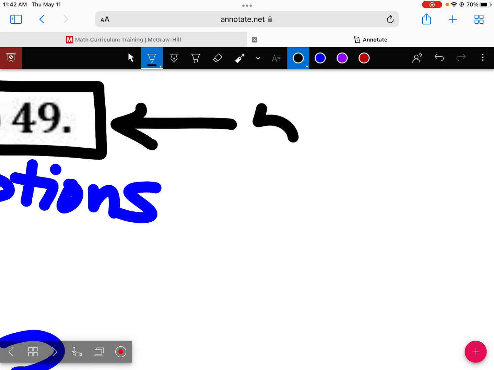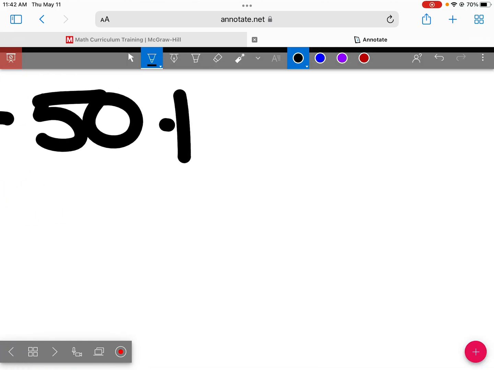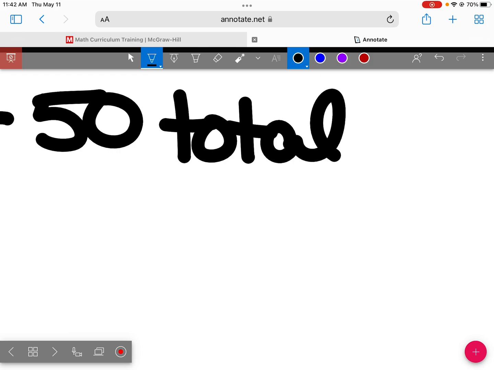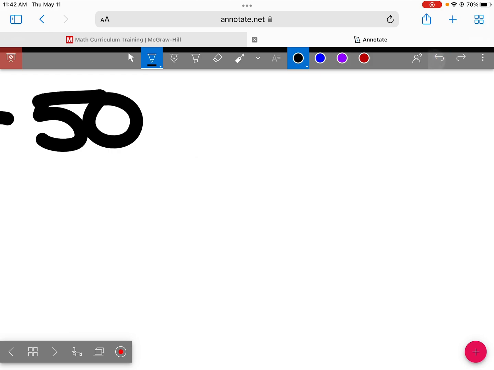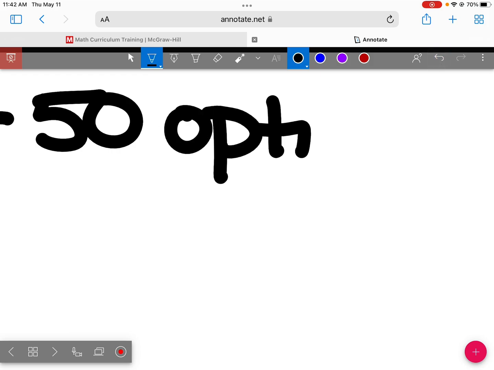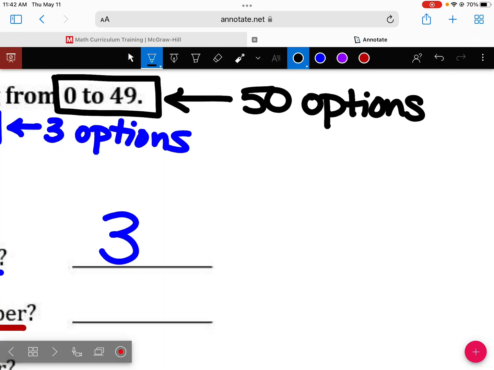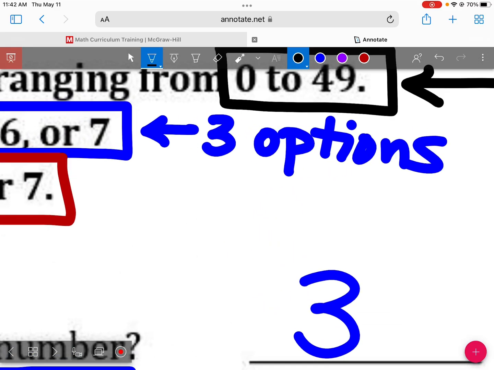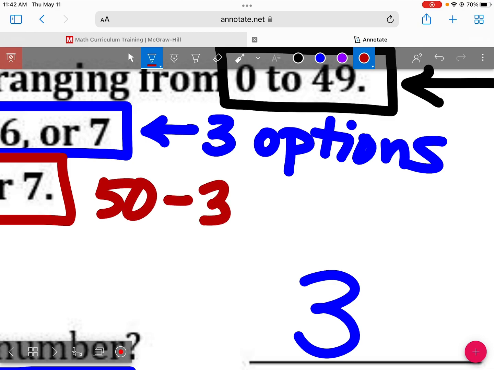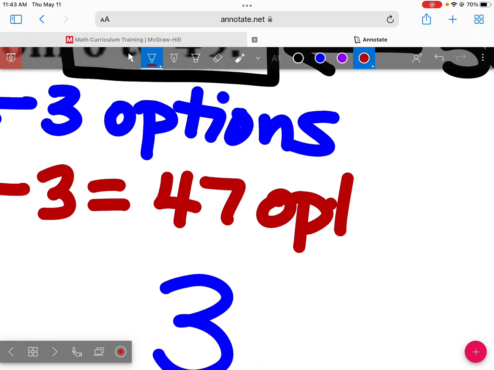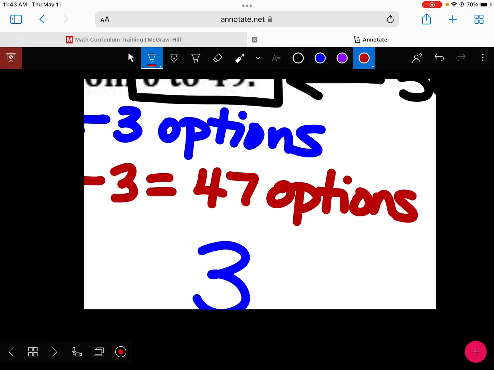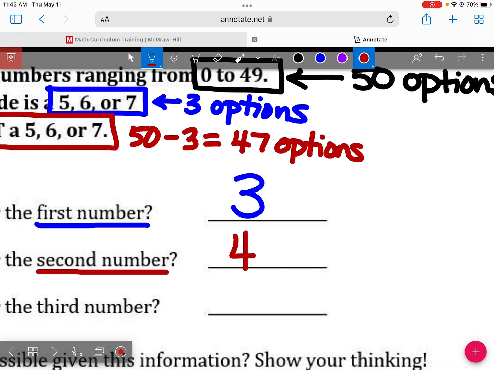There are 50 total options here. And so I would do 50 minus the 3 that it can't be, and I get 47 options. So I'm going to put 47 on this line.